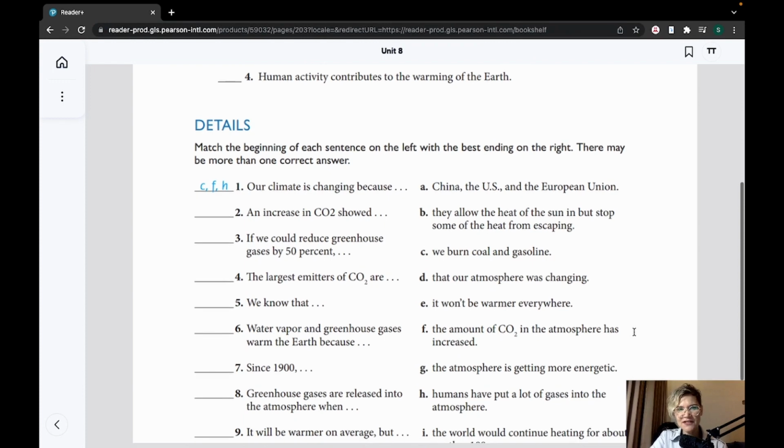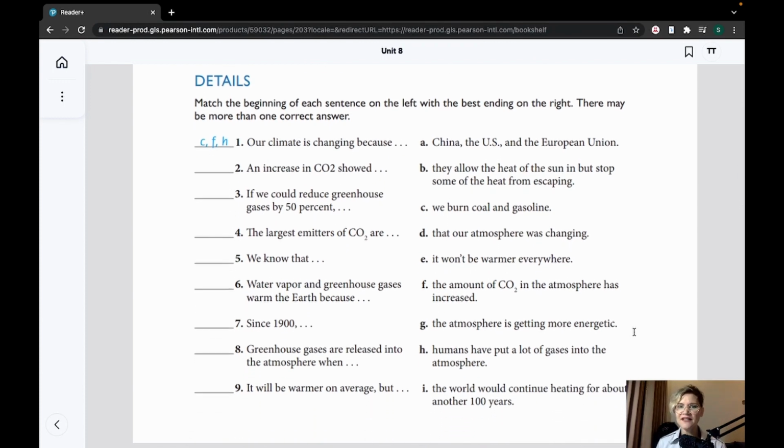Great, that brings us to the details. It's more specific. We've got to scan the text to find the answers. You're going to match the beginning of each sentence on the left with the best ending on the right. Now, there may be more than one correct answer. For instance, number 1, our climate is changing because C, we burn coal and gasoline.